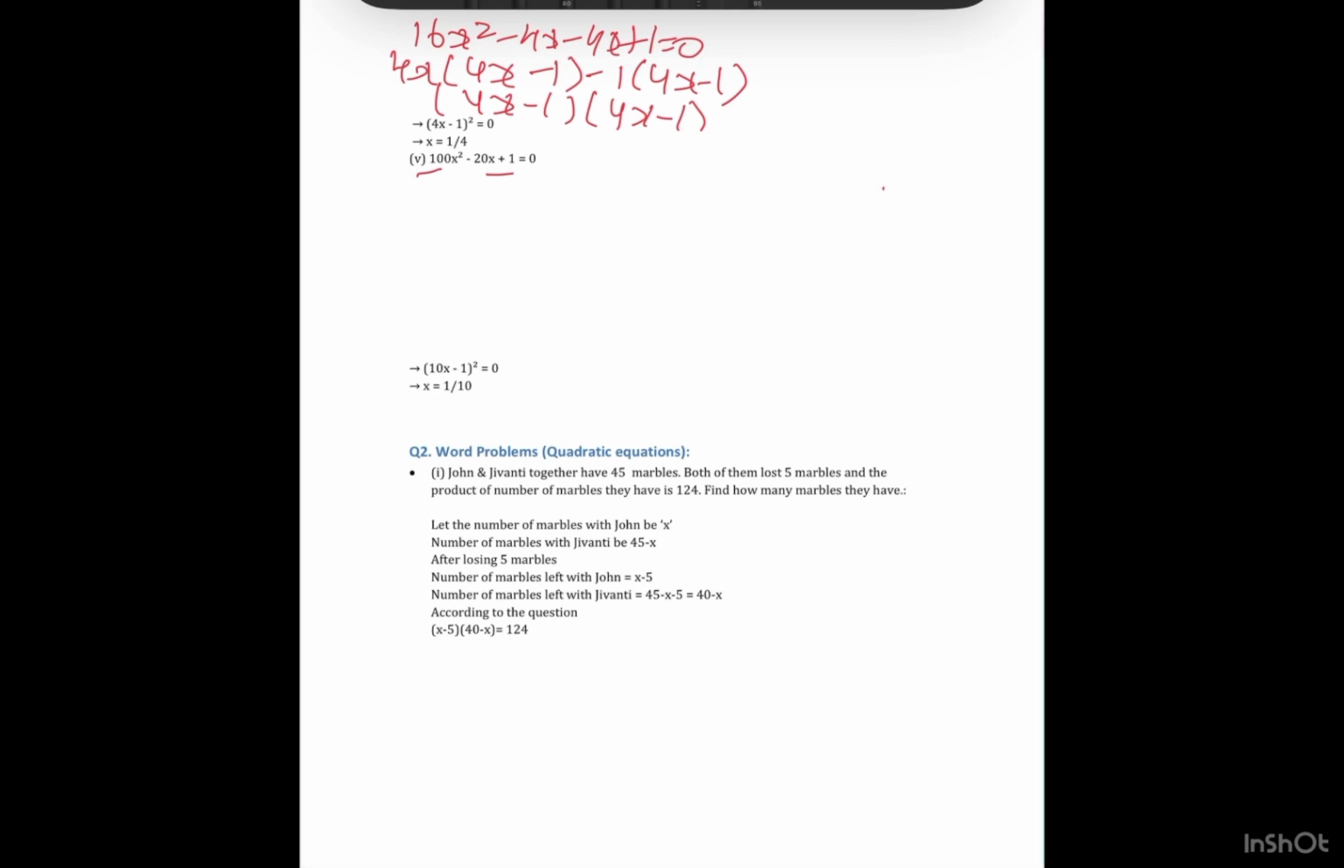Next part, 100x square minus 20x plus 1. The coefficient of x square is 100, and the constant term is 1. So we have to multiply and get 100. The middle term coefficient is minus 20, so I have to add and get minus 20. So my factors would be minus 10 into minus 10, and minus 10 plus minus 10 will give me minus 20. 100x square as it is, the middle term would be split as minus 10x minus 10x, and the last term as it is, that is plus 1.